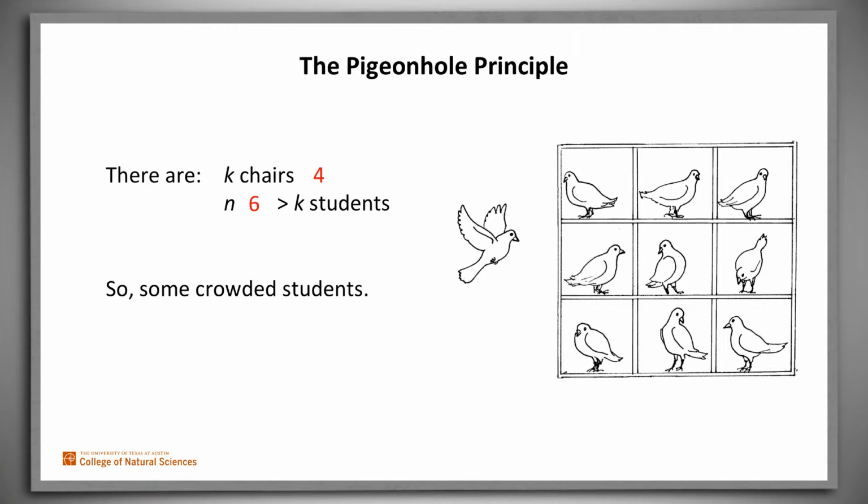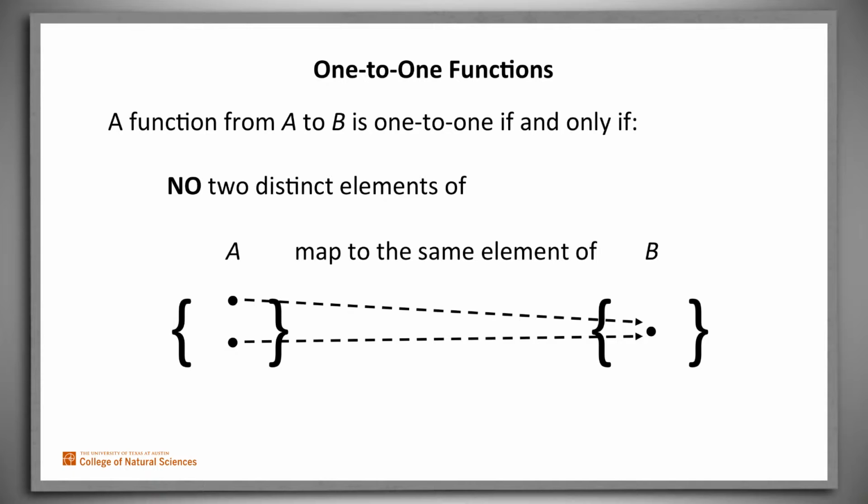So far, the pigeonhole principle seems obvious. It turns out, however, that it can be useful in some less obvious ways. But in order to see that, we'll first formalize it. To do that, we need to rely on the notion of a one-to-one function. A function from A to B is one-to-one if and only if no 2 distinct elements of A map to the same element of B.